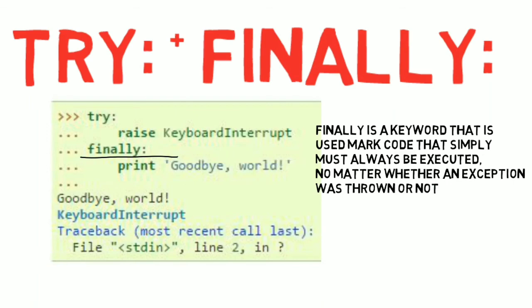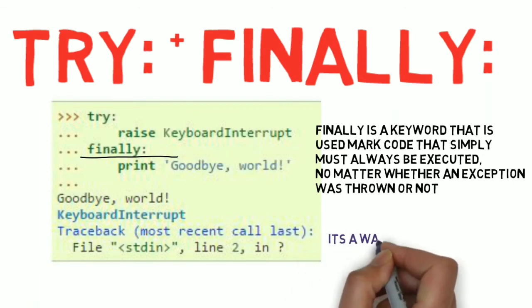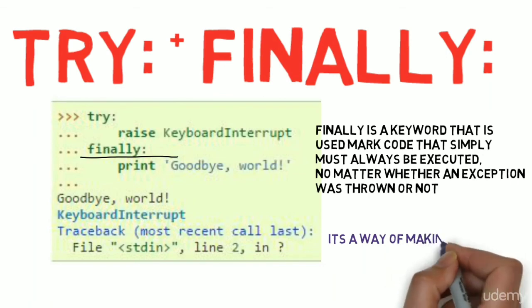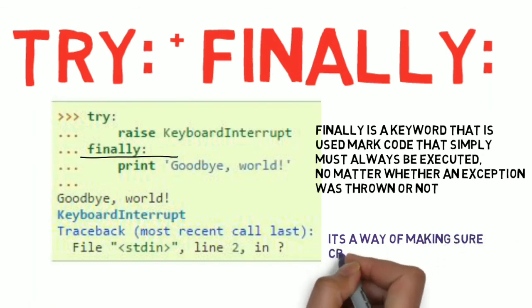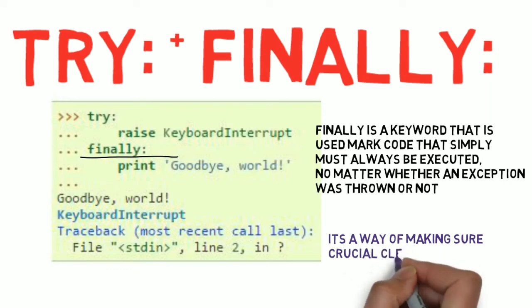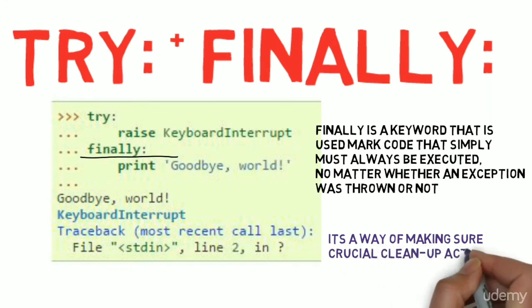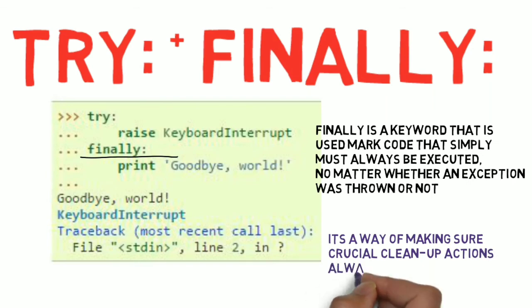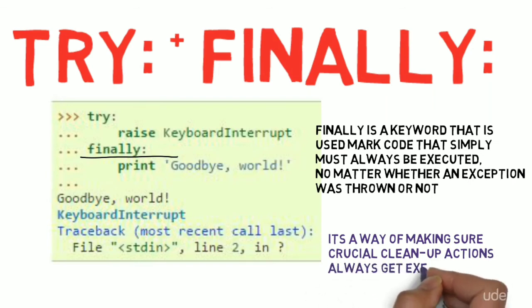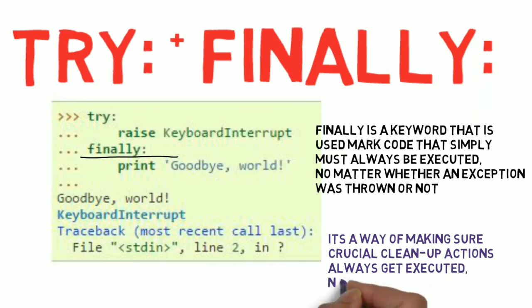Finally is a keyword that is used to mark the code that simply must always be executed, no matter whether an exception was thrown or not. So, after everything is done, the program will make sure that the code in the finally block is executed. This way, crucial cleanup actions always get done.